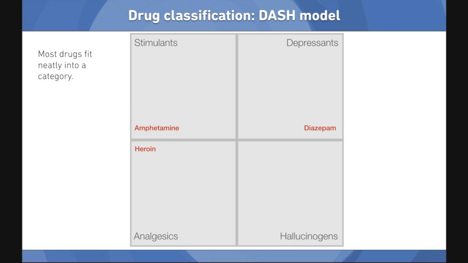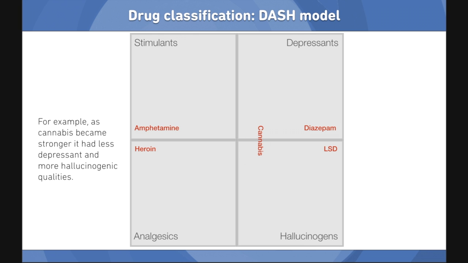For the most part, drugs fit into a category. However, drug effects are very complex, and there were inevitably some discrepancies. Cannabis, as already mentioned, became stronger over the years. THC content has risen, and the ratio of THC to CBD within cannabis plants has changed. It began to have some stimulant effects, such as racing heartbeat, and also more hallucinogenic qualities.